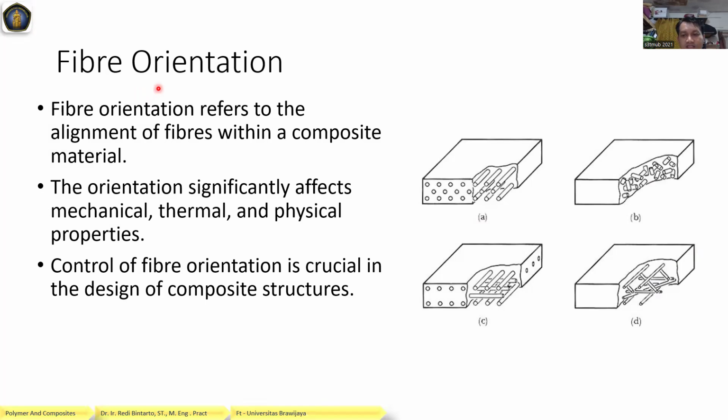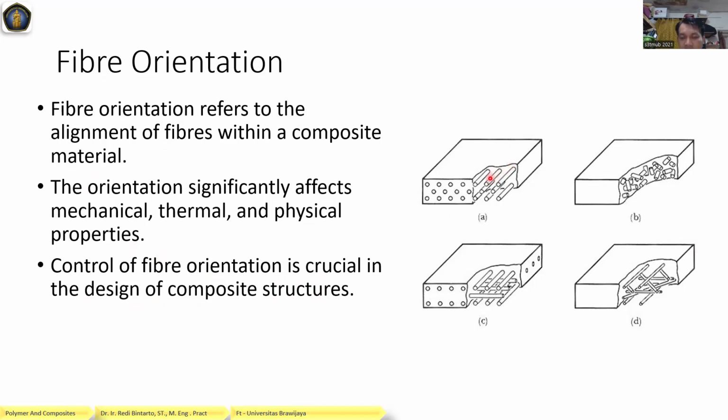And fiber orientation. Fiber orientation refers to the alignment of fiber within a composite material. The orientation significantly affects mechanical, thermal, and physical properties. And control of fiber orientation is crucial in the design of composite structures.